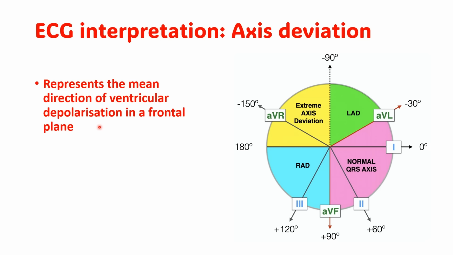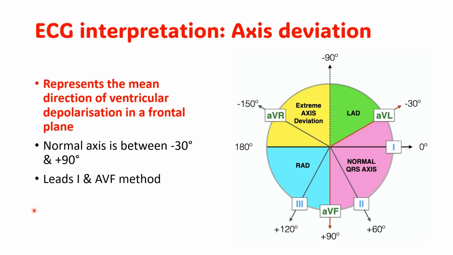A normal cardiac axis is between -30 to +90 degrees. And my personal favorite method to determine if there's any axis deviation, or if the axis is normal, is the leads 1 and AVF method. Other methods include the isoelectric QRS complex method, and I suggest you have a look at this in your own time. I personally prefer the leads 1 and AVF method.